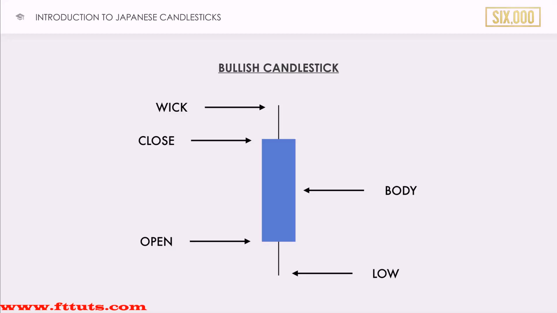This represents the lowest price that it hit during the session, but of course buyers regained control and pushed price back up. Of course we have the highest point, so the high of the candlestick. This represents how high price hit during the session, but sellers regained control, pushed price back down, and then that's where you find the closing price to finish off the candlestick.